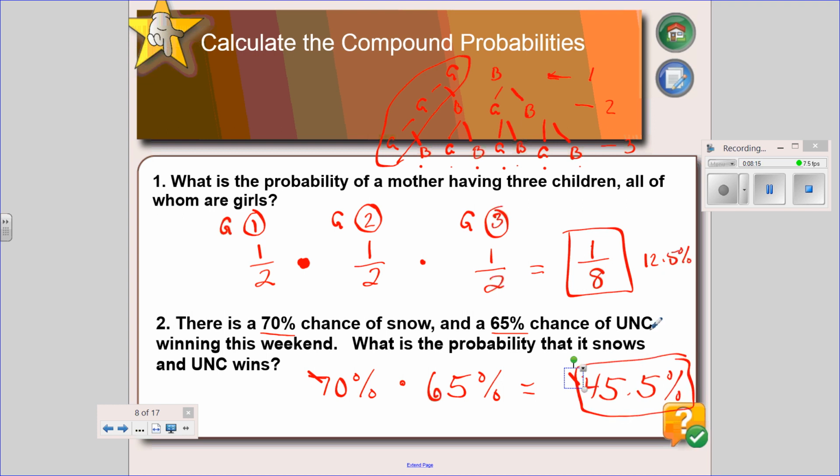The more events that I am tying together as one event, called a compound event, the smaller the probability is getting. So it seemed fairly likely that it was going to snow on whatever weekend this was, and it seemed also fairly likely that UNC was the favorite in this game, whatever game that was, but the probability of them both happening is actually slightly less than half, slightly what we would call unlikely. Interesting. All right, might have something to do with, as you're multiplying numbers that are smaller than 1, the numbers keep getting smaller and smaller.